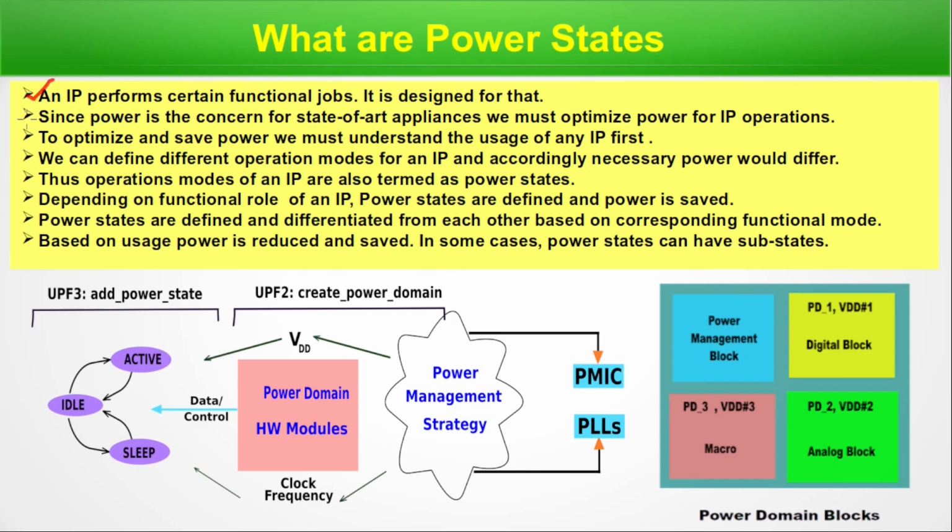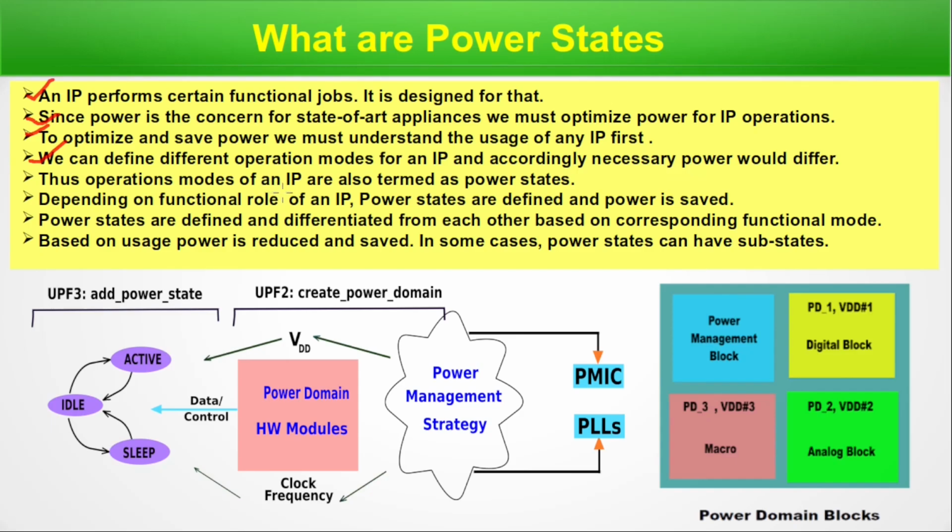Power is a concern for state-of-the-art appliances. We must optimize power for IP operation. To optimize and save power, we must first understand the usage of the IP. To do power optimization for an IP, we need to understand the IP and its function. Now, we can define different operation modes for an IP and accordingly the necessary power would differ.